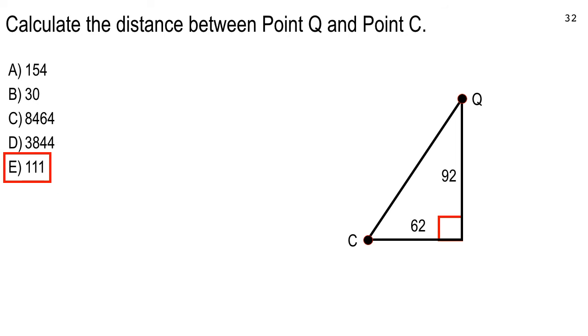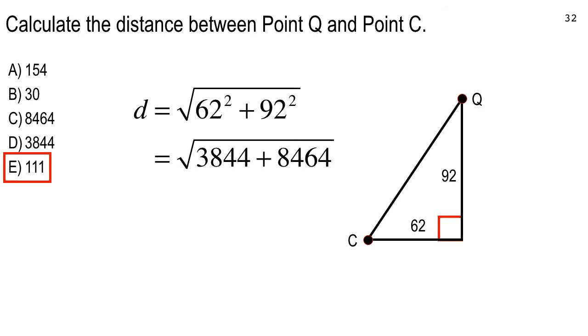111. Now, for those of you that didn't get it, and I'll try to do this whenever we do calculations in class, let's go through the calculation. Even if you got it right, maybe you should jot this down. For this triangle, it's 62 squared plus 92 squared. Here are the two intermediate values: 3844, that's 62 squared, and 8464, that's 92 squared. You add those together, and what do you get? You get 12,308, and that's still inside the square root, right?